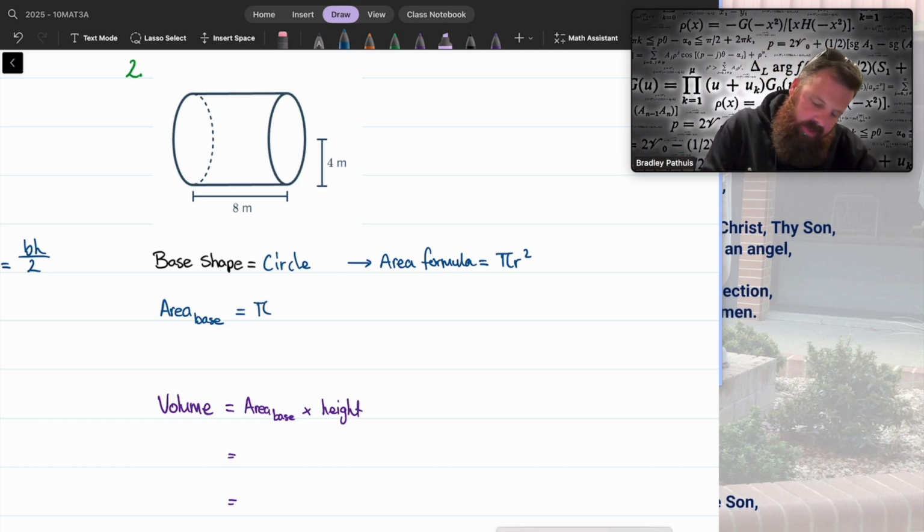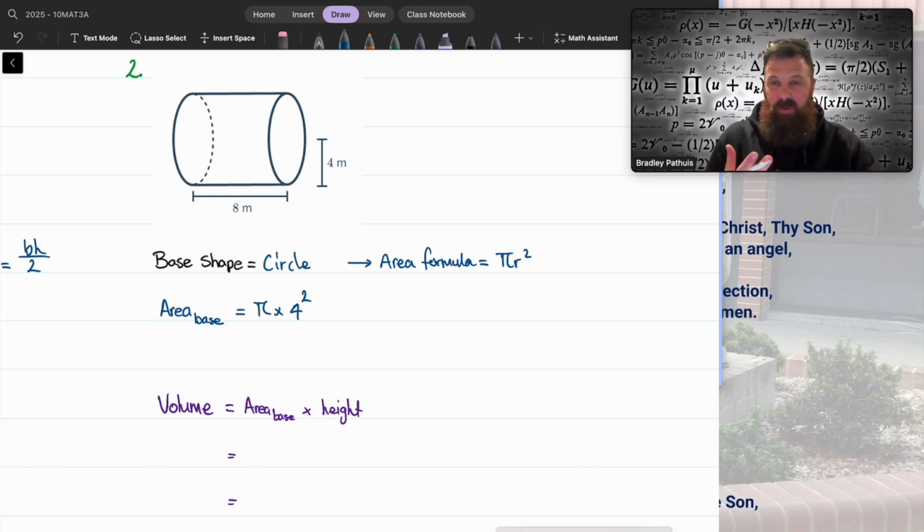The area of our base is pi times 4 squared. Now I can put that on my calculator, but because it's got pi, it's got lots of decimals. So I'm just going to leave that for a moment. I'm going to save that till the end. But that's what the area of the circle would be.